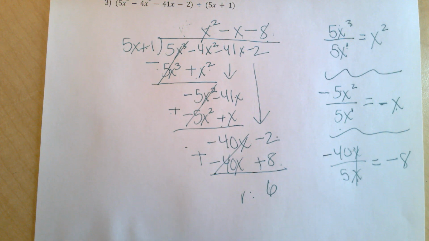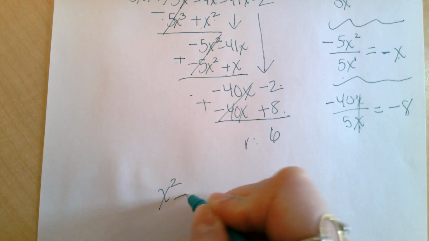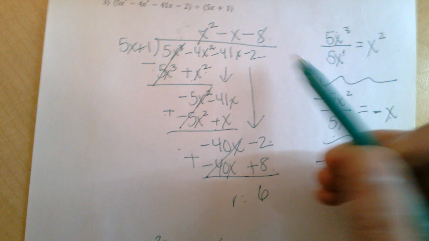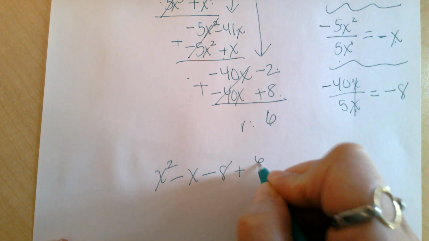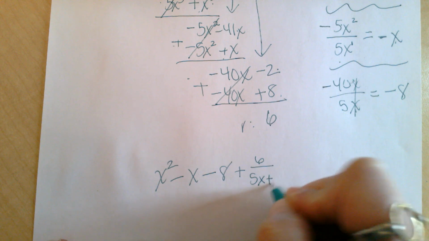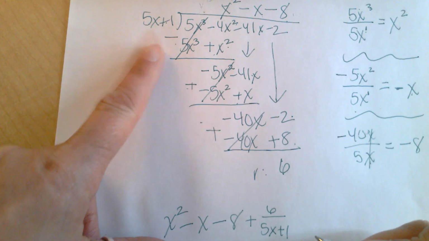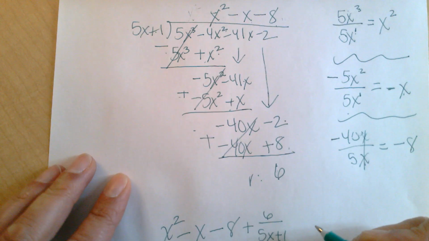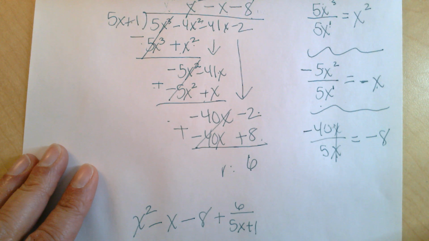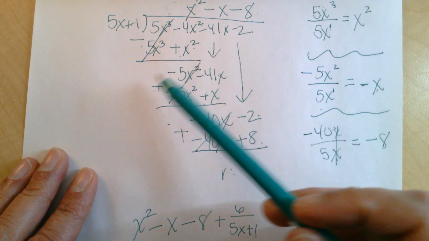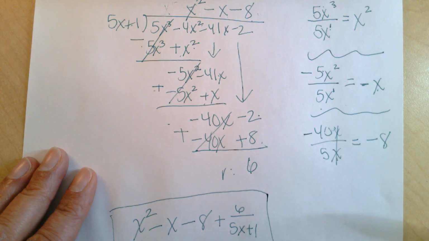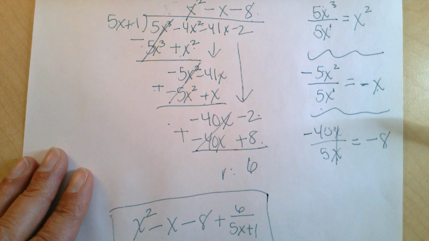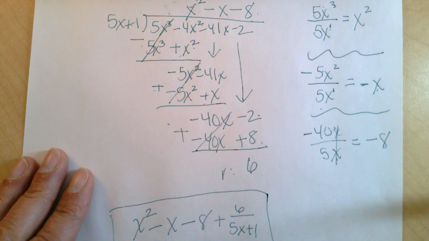So I'm going to write this as x squared minus x minus 8. I just recopied this. Plus, because this is positive, a remainder of 6 over 5x plus 1, because that's what we're still dividing by. So here's your whole process, trying to catch it in the screen, of dividing and then writing our answer. This has been dividing polynomials. This does take some practice. It does take getting used to the algorithm. I hope it helps.